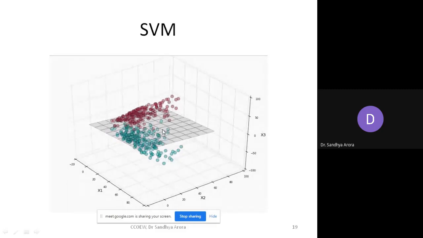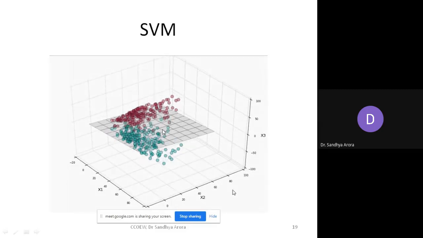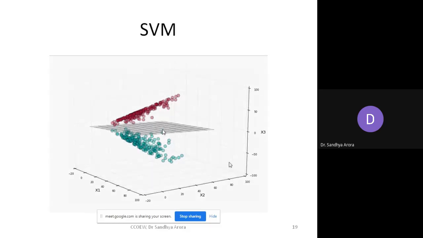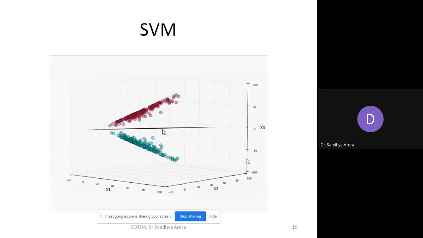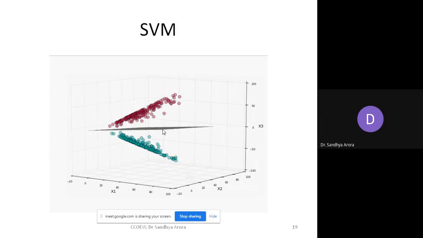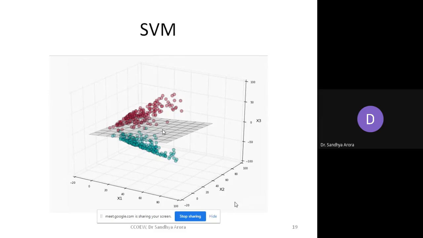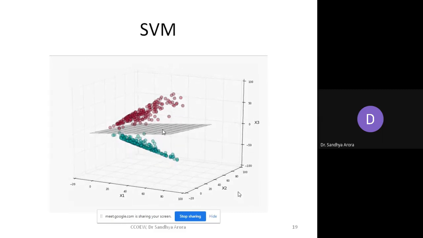How is it possible? It is possible because you have mapped those x1 x2 values to 3 dimensions. The first dimension was x1 square, the second dimension you mapped to x2 square, and the third dimension was 2 under root of x1 and x2. So now using these 3 dimensions you can clearly see the separation between this boundary.